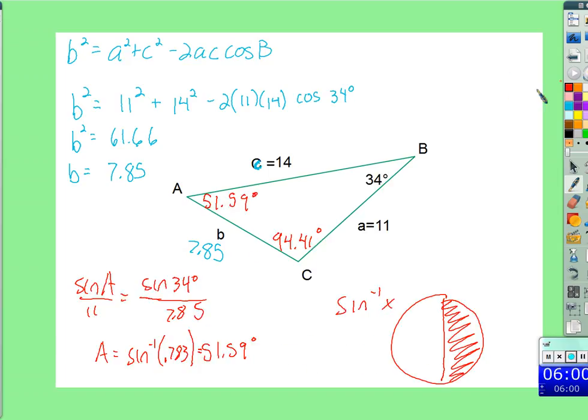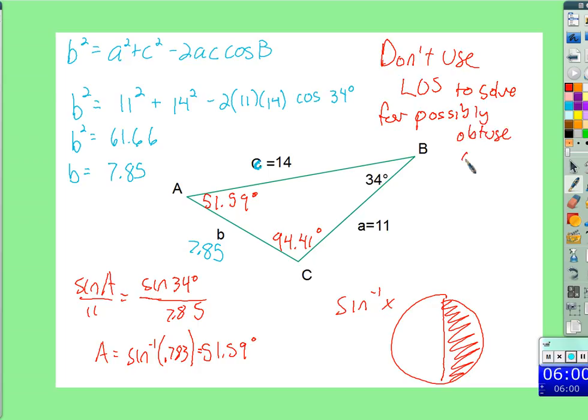How about if we just don't use the law of sines to solve for possibly obtuse angles? Just avoid that. If there's an angle that could possibly be obtuse, then don't use the law of sines to solve for it. Which angle is the only angle that could possibly be obtuse? In general, the one across from the longest side. So always avoid using the law of sines to solve for an angle that could be obtuse. If you can remember that, you'll be in good shape.